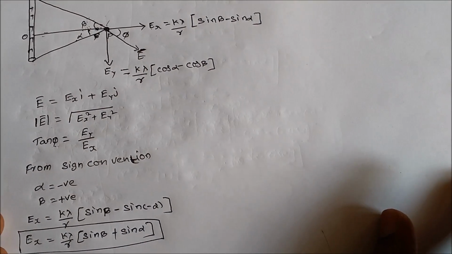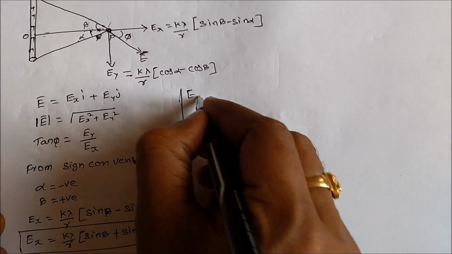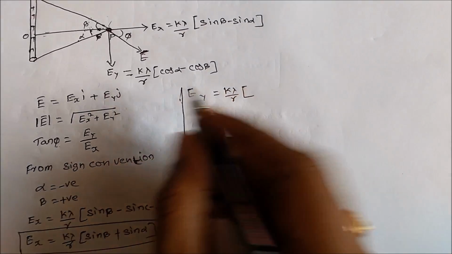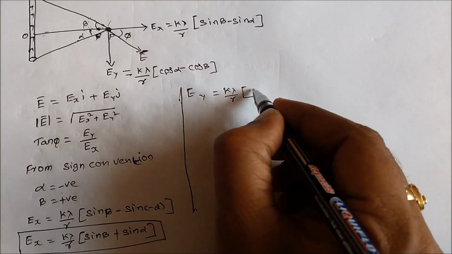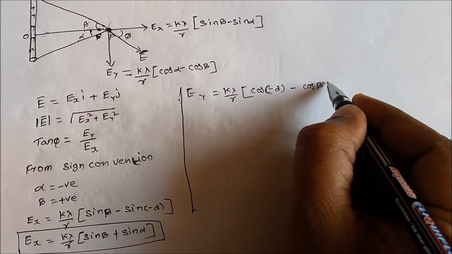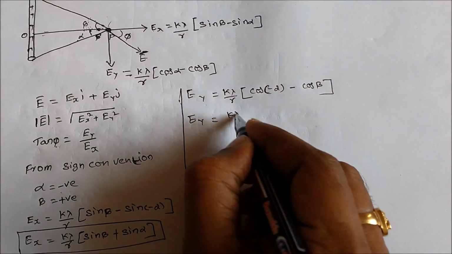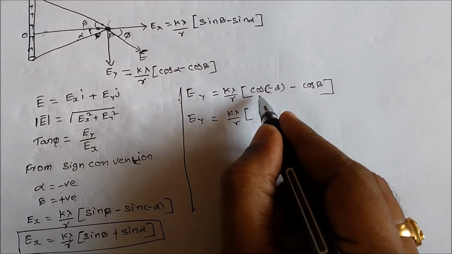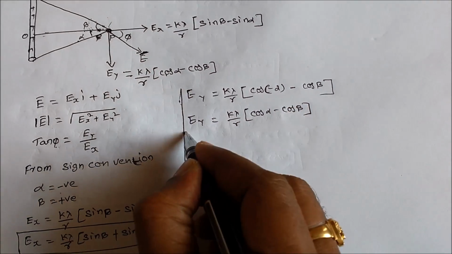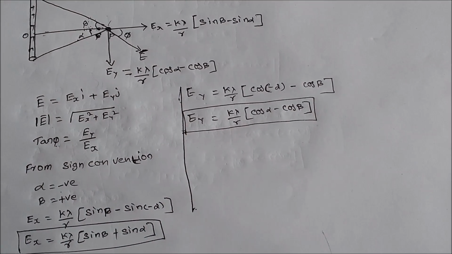Next Ey. Ey is equal to, we can write, k lambda by r cos alpha, alpha is negative, so cos of minus alpha minus cos beta. Then Ey is equal to k lambda by r, cos of minus alpha means cos alpha, minus cos beta. This is the Ey value. If we use the sign convention, the final formula will come like this.